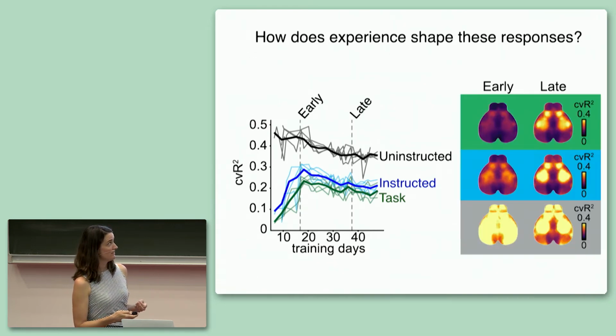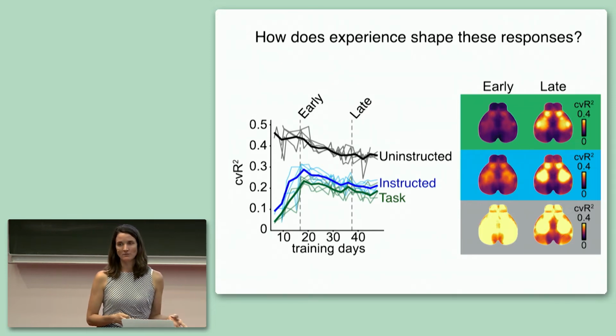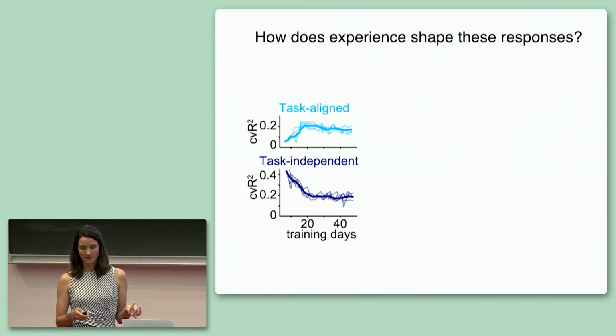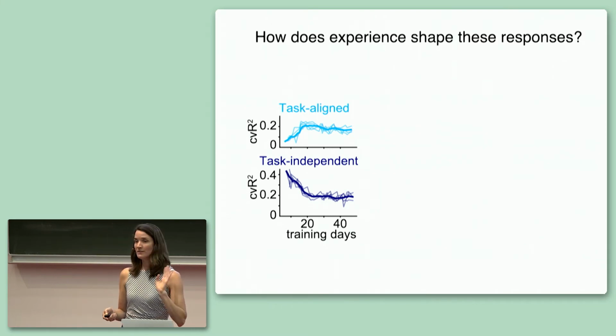If we compare the activity at early and late, we can see that there are changes all across the brain as the animal's learning the task. And when we look at task-aligned versus task-independent movements, we find, not surprisingly, the task-aligned go up, but interestingly, the task-independent ones go down. So let me be really concrete.